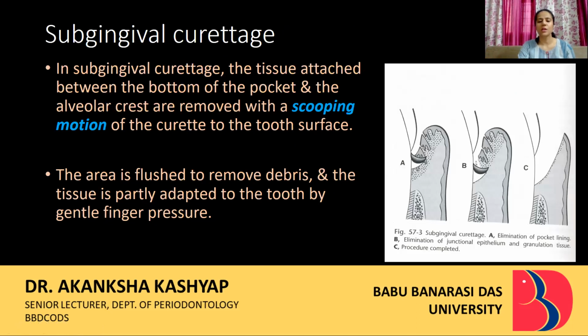Now subgingival curettage. In subgingival curettage, the tissue attached between the bottom of the pocket and the alveolar crest is removed with the scooping movement of the curette. So the entire tissue between the bottom of the pocket and the alveolar crest is removed, but the motion used here is the scooping motion of the curette. The area is then flushed and the debris is removed. The tissue is then partly adapted to the tooth by gentle finger pressure.